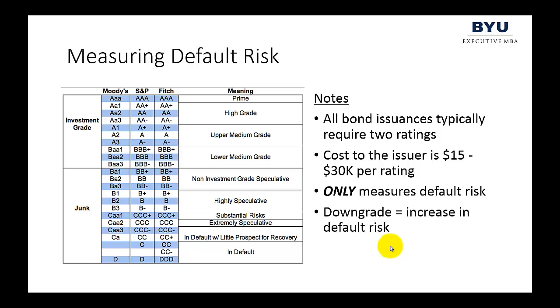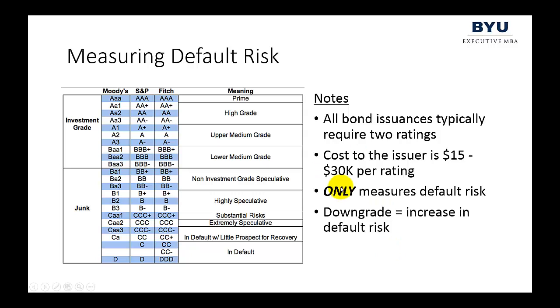We have in America a system for measuring default risk, and they are called credit ratings. There are three primary entities, and these are for-profit entities. They are not government entities. These for-profit entities, three of them, that do credit ratings are Moody's, Standard & Poor's, and Fitch. What you see on the screen are the various taxonomies that they use when they're measuring default risk.